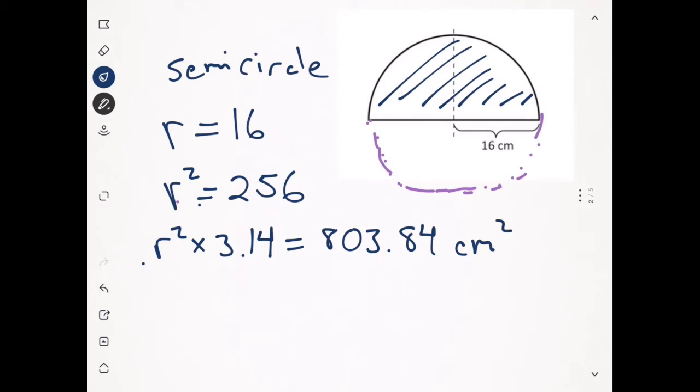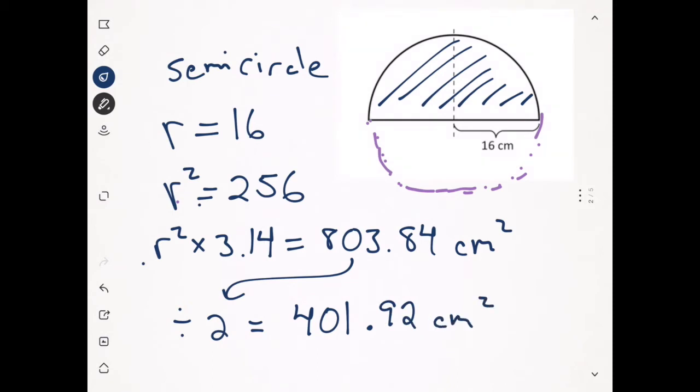Because this is a semicircle, we have to take that answer and divide it by 2. And you can punch that into your calculator. That gives us 401 and 92 hundredths centimeters squared. So our answer is half of what would be the full area.